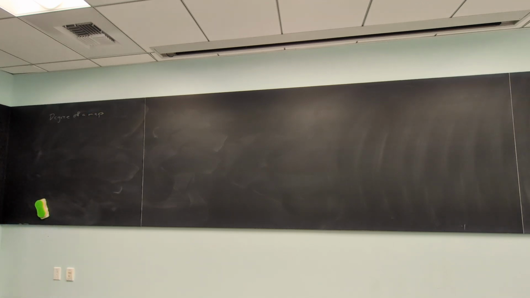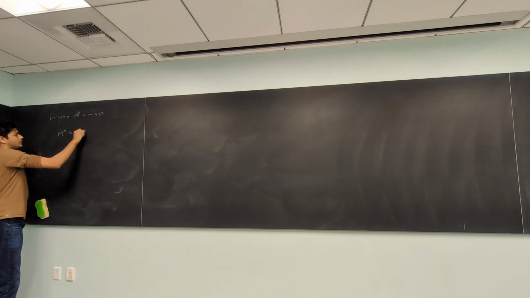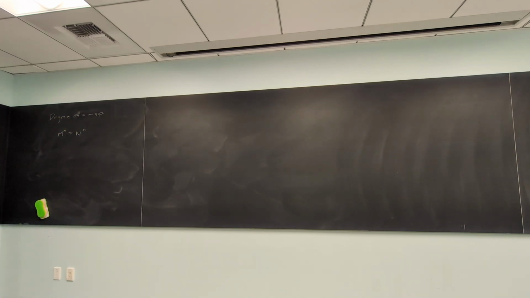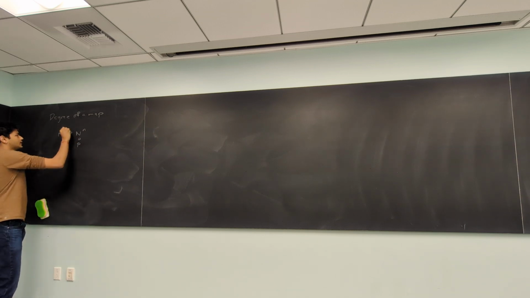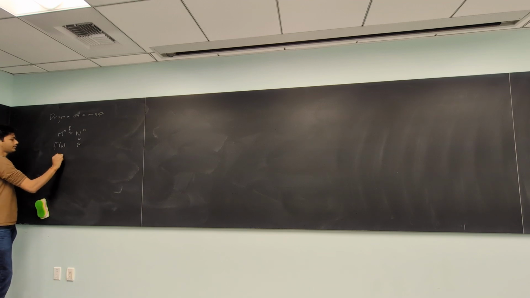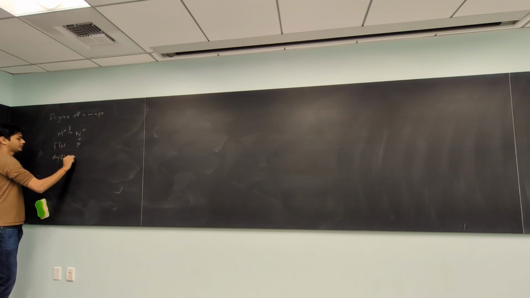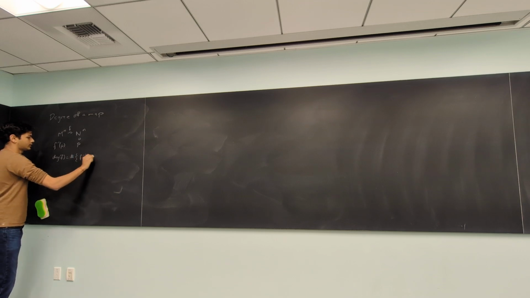So what is the degree of a map? If you have a map between two manifolds, M and N, where the superscript denotes the dimension, and the manifolds have the same dimension, then you pick some point P in N, and you look at F inverse of P. The degree of F is equal to the cardinality of this set.